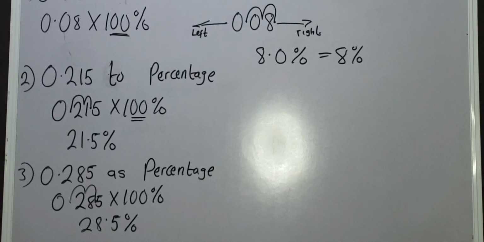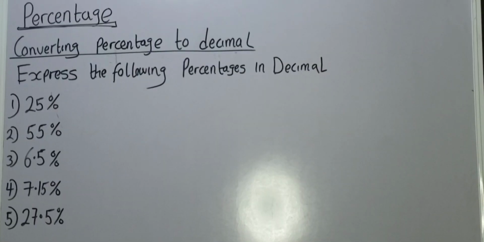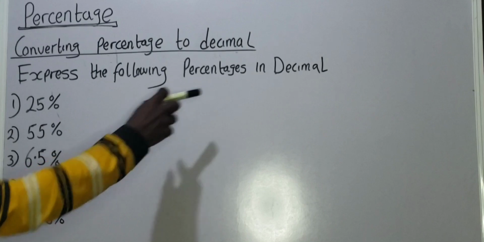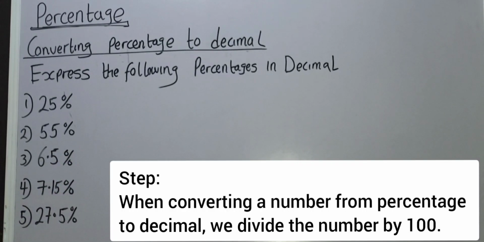Now let's go to another subtopic, which is how to express a percentage in decimal. You understand? How to convert a percentage to decimal. We are told to express the following percentages in decimal. Okay, don't forget the step. When we want to convert a number that is in percentage to decimal, we are going to divide the number by 100.